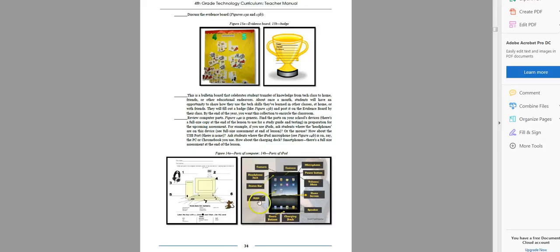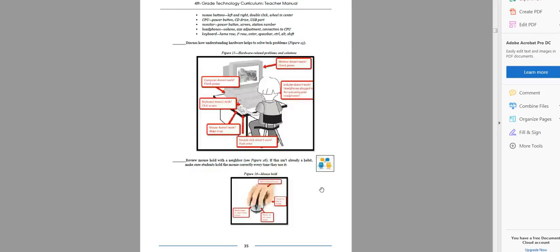Now, this one, you might not have them know all of these, but maybe you'll say you have to know 6 or 10. 3, 6, 9, 12. There are 12 parts, so maybe you'll say you have to know 8 of these, whatever you decide. Some of them are a lot, and maybe you'll want them to have them all. Okay, and then sitting at the computer, once they sit down, you expect them.